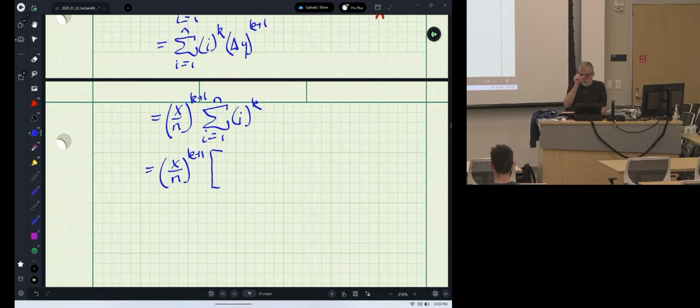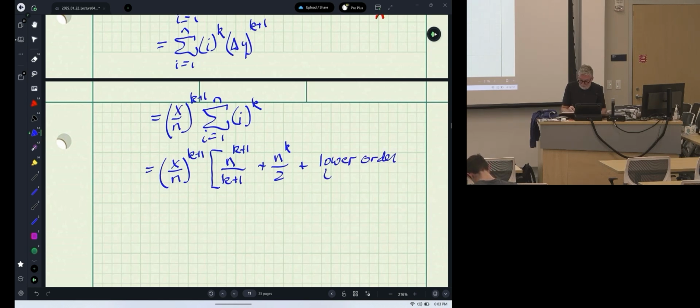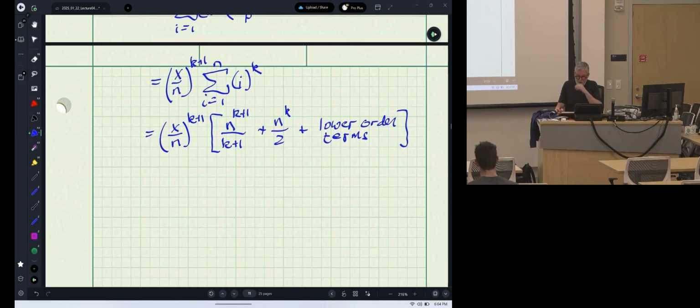Okay, then we have our closed form solution for the sum. It's n to the k plus 1 over k plus 1, plus n to the k over 2, plus lower order terms. That will go away when we take the limit, but we'll definitely check that out.